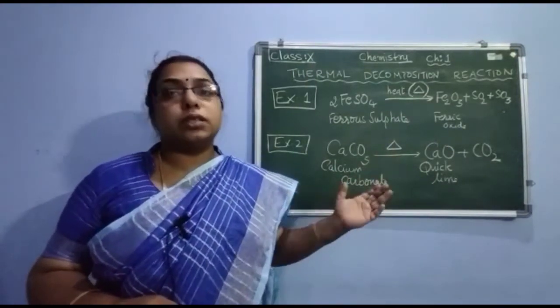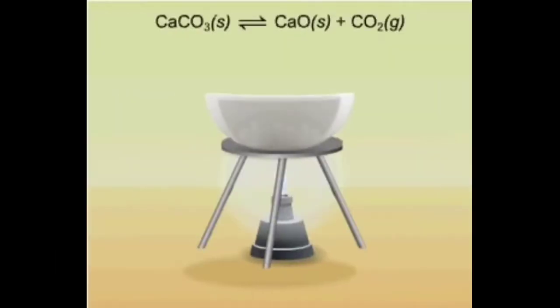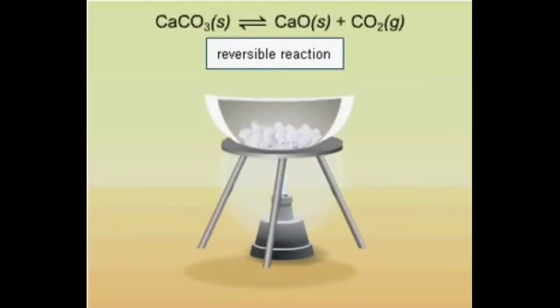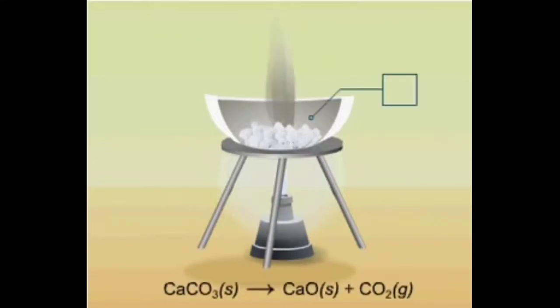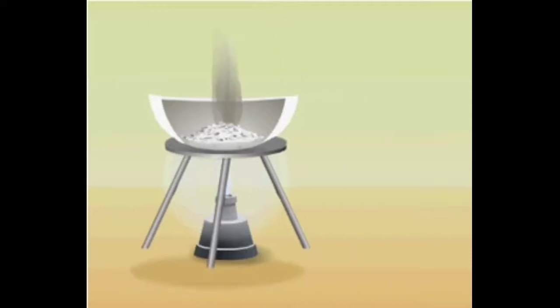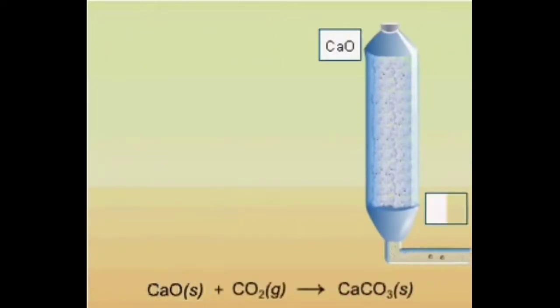Now let us watch this reaction also. Many reactions are reversible, at least to some extent. For example, calcium carbonate decomposes to calcium oxide and carbon dioxide at high temperatures. At low temperatures, calcium oxide absorbs carbon dioxide to reform calcium carbonate.